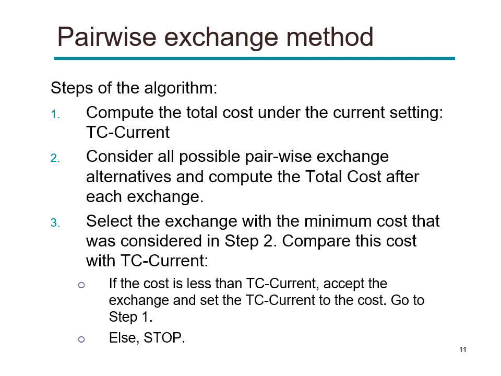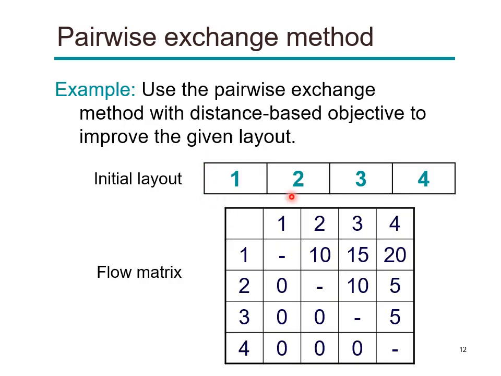Let's make an example on this. Assume that we are going to lay out 4 departments in such a shape. Each department has the same size, so pairwise exchange works in this case. Department 1 is placed here, 2 is here, 3 is here, and 4 is here. And the total shape of my layout is something like this. This is just for illustration purposes, a simple example.